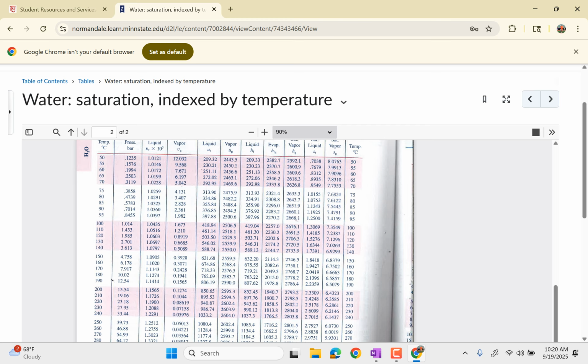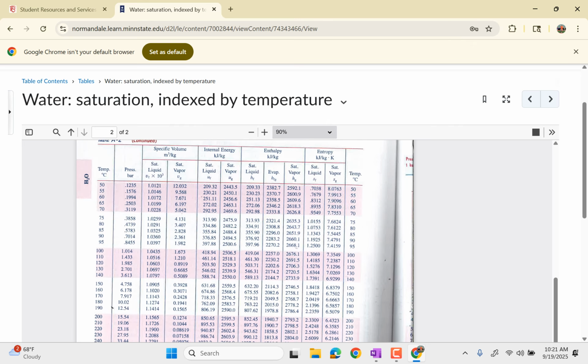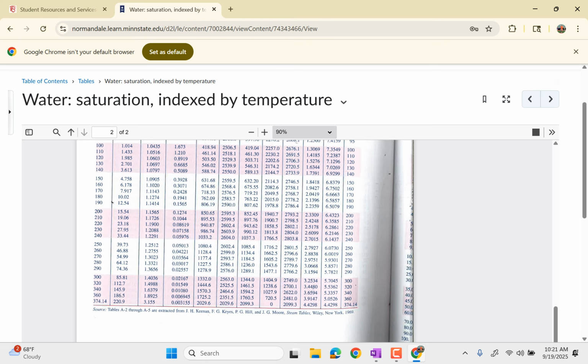So there's a specific internal energy for saturated vapor, a specific internal energy for saturated liquid, specific volumes for liquid and vapor, enthalpy, entropy, all this stuff we're going to talk about later. But let's look at the difference in internal energy between, in both of these cases, whether it's a saturated liquid or a saturated vapor, the temperature of the water is 100 and the pressure is 1.01 times 10 to the 5th.